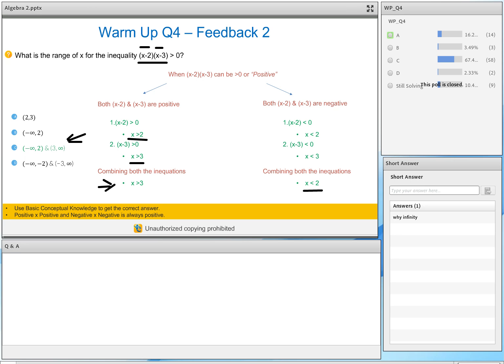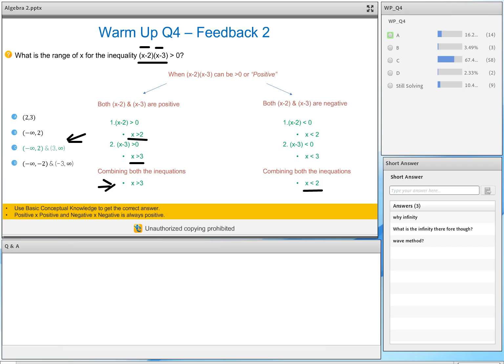So about 67% of the class got this question correct, and there were others who couldn't solve it or who solved it incorrectly. So my feedback to those of you who were not able to select choice C is that you should definitely understand how you should be approaching quadratic inequalities. That's a gap in your skill set.